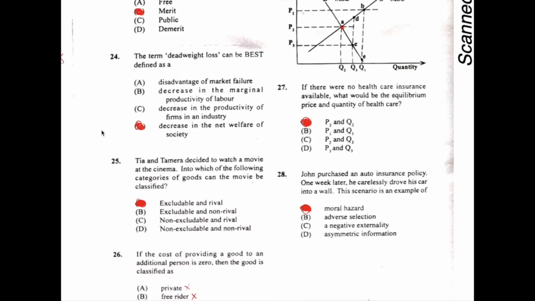Tia and Tamara decided to watch a movie at the cinema. Into which following categories can the movie be classified? It would be excludable and rival. Excludable in the sense that they use the cost of the ticket to allow people in. It's what they use as the discriminating thing to say you are allowed to watch and you're not allowed to watch: paying for the movie. And secondly, it's rival in the sense that the more people buy, the more seats are being taken up in the movie theater, and fewer people can consume it as more people buy up more seats.